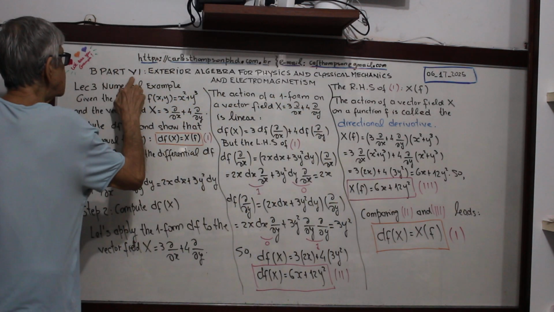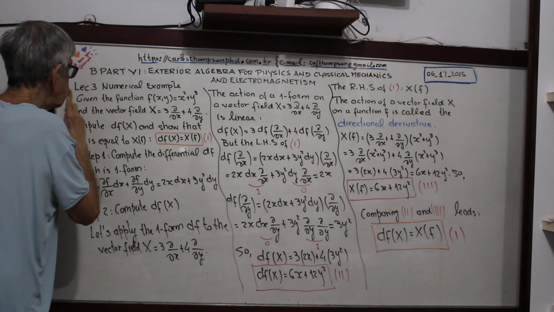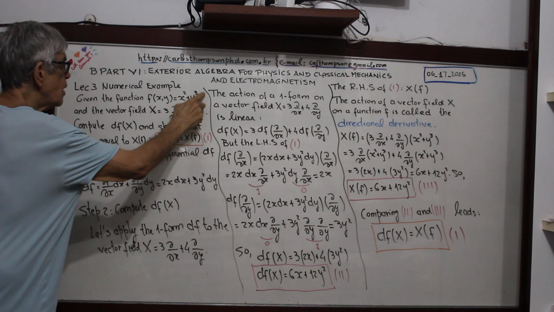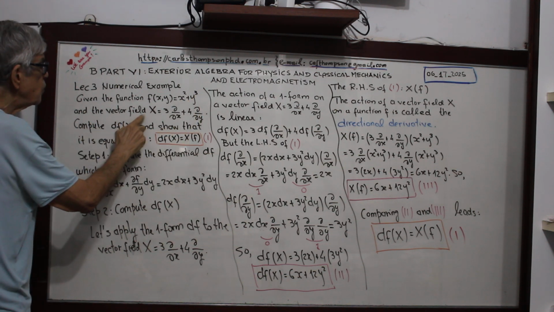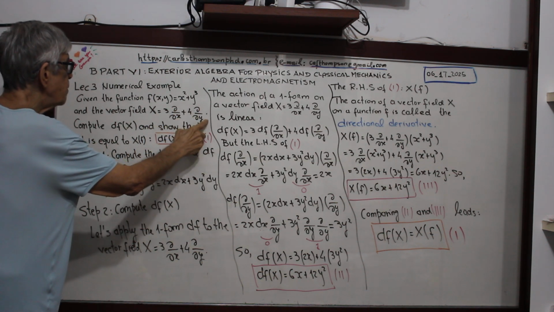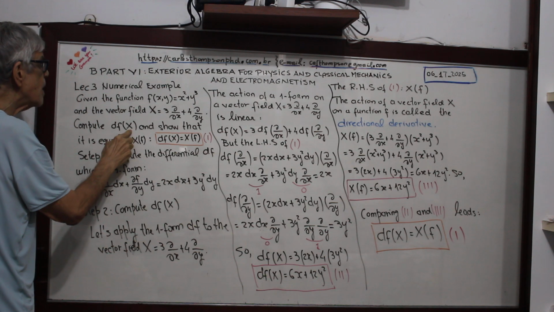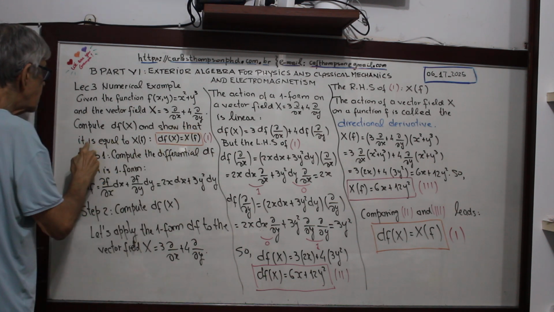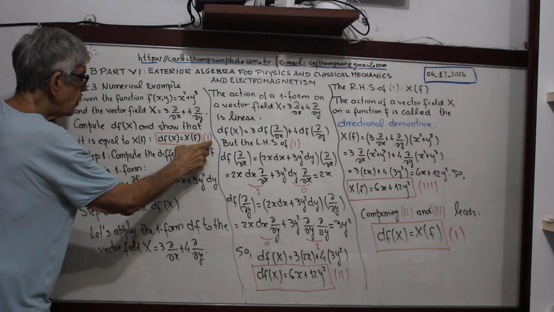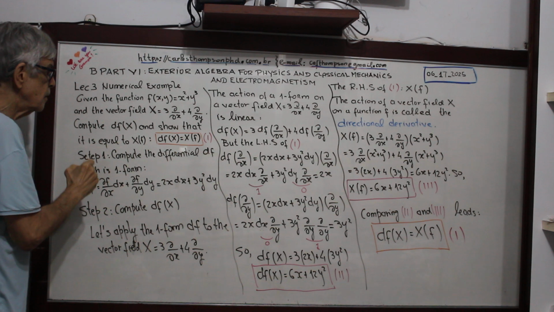Again, B Part 6, Exterior Algebra. Lecture 3, Numerical Example. Given the function f(x, y) is x squared plus y cubed, and the vector field X is 3 partial of x plus 4 partial of y, compute df acting on X and show that it is equal to X of f. This I call relation 1, which I want to derive.